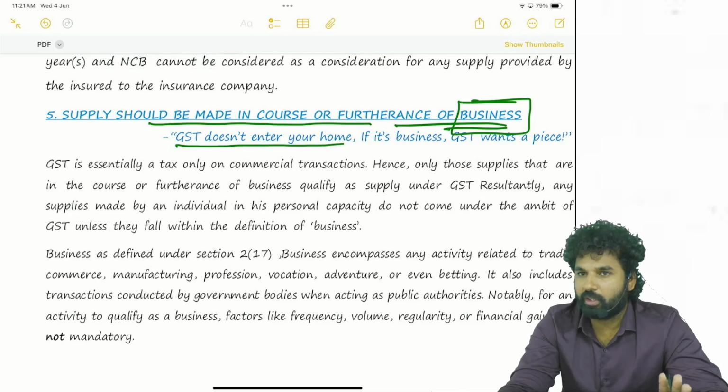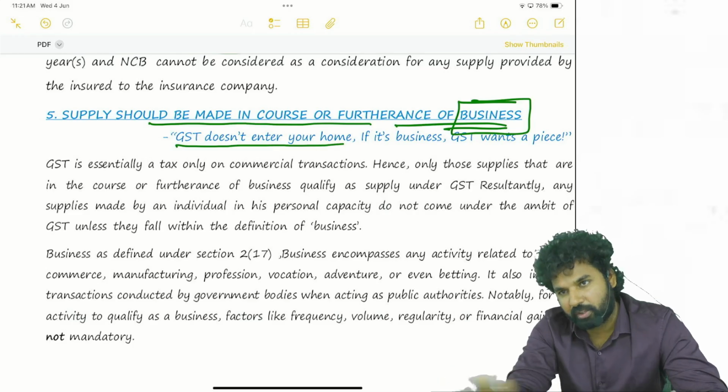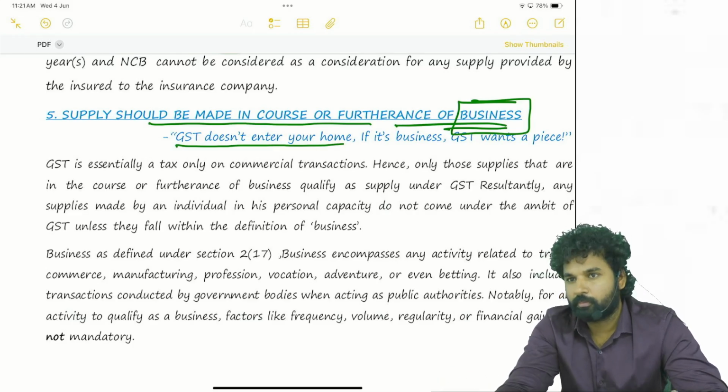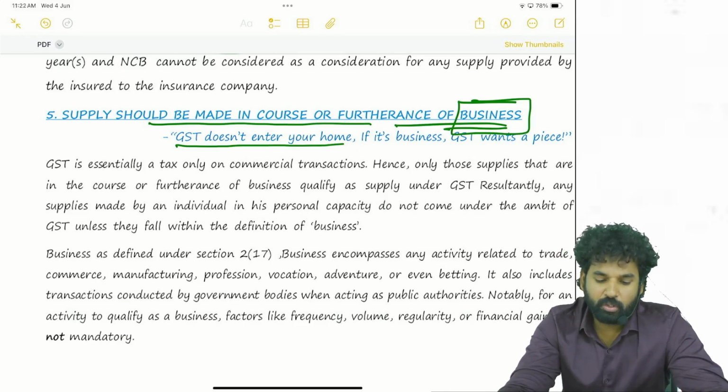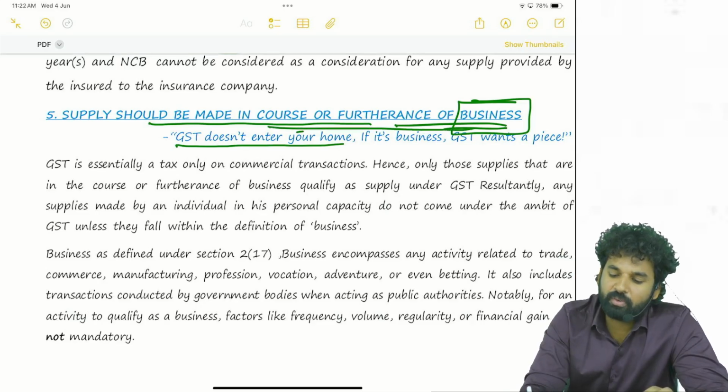So everything is present. It is goods and it is for consideration, but business is absent here. That's why whenever you are doing a transaction at your home, like a bike sale, a mobile sale or a jewelry sale, whatever you are doing on your own, GST will not be attracted. That means it is not a supply, and thereby there will not be GST. Business shall be there. Supply should be made in the course or furtherance of business.